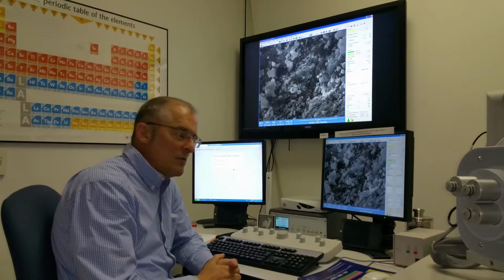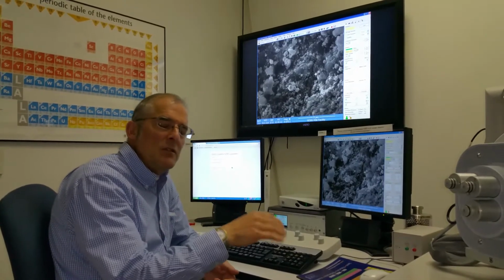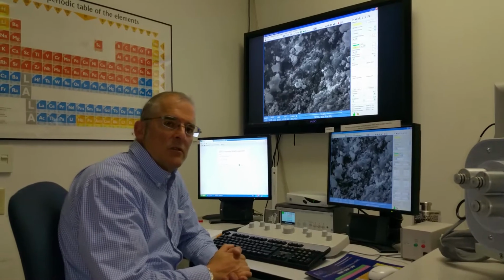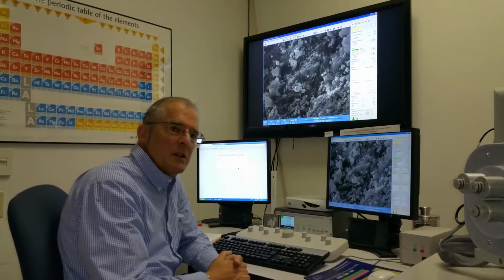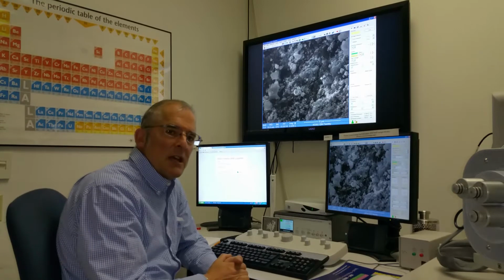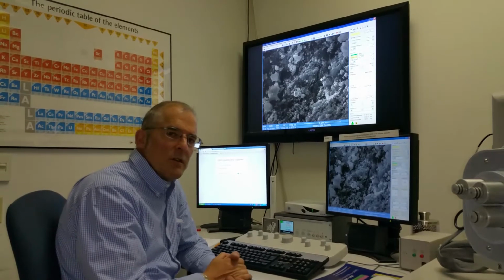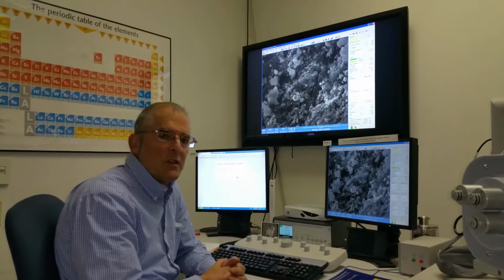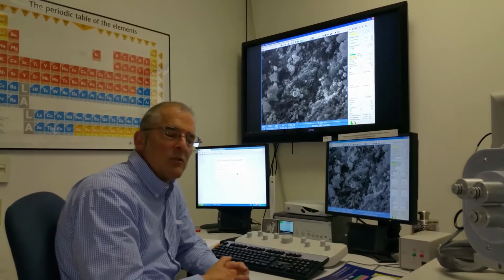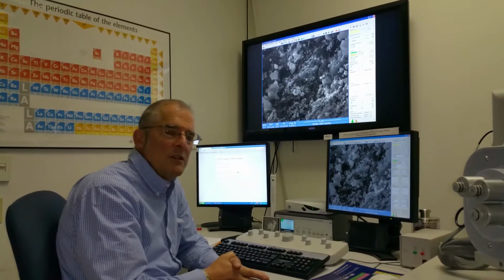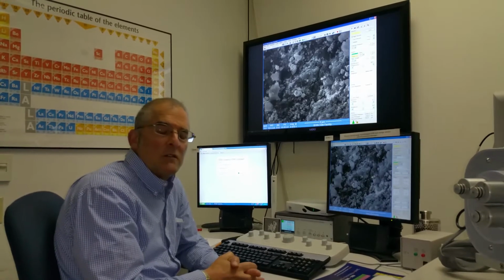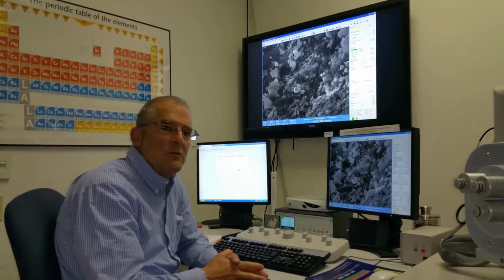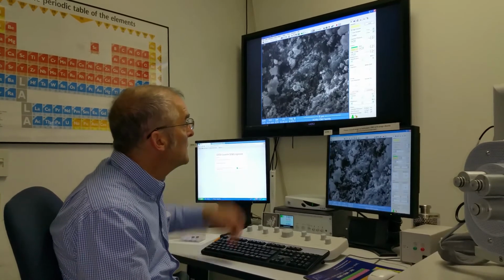And at each of these spots, as it's scanning, it's going to record the interaction of the electrons with the atoms of the sample, and look at how many electrons are being released from the sample. A large number of released electrons will give a bright spot on the screen, and the area that is not releasing as many electrons will give a dark spot on the screen. And by assembling all of those data points together, we create an image which we're seeing up here on the screen.